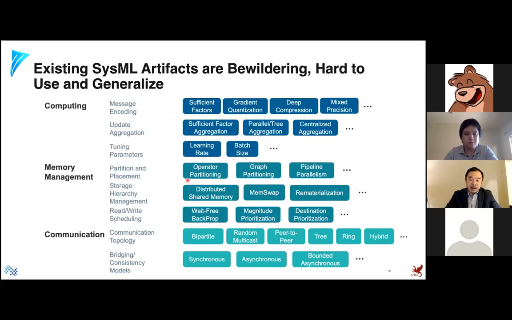In fact, there has been a huge body of innovations in the past few years, exploring new ideas in many of these dimensions: computing, memory management, communication and so forth. And here is just a very short list of names of those ideas. You can imagine these artifacts are really bewildering. It is very hard to use and generalize them beyond what the original authors of those systems intended. A person who is not familiar with the inner fabric and design principles of these systems has a hard time figuring out how to make good use of them.